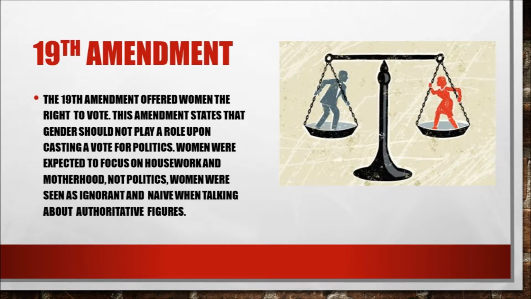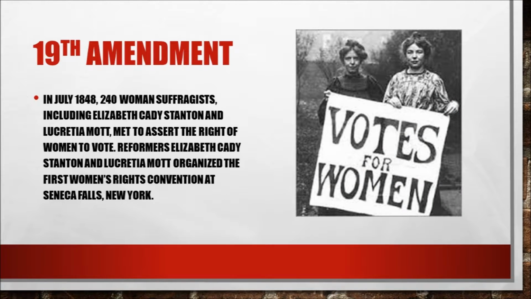In July 1848, 200 women suffragists, including Elizabeth Cady Stanton and Lucretia Mott, met to assert the right of women to vote. Reformers Elizabeth Cady Stanton and Lucretia Mott organized the first women's rights convention at Seneca Falls in New York.